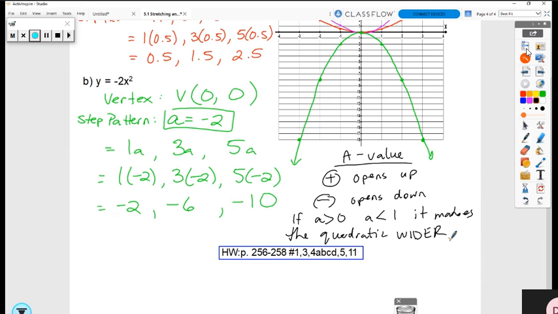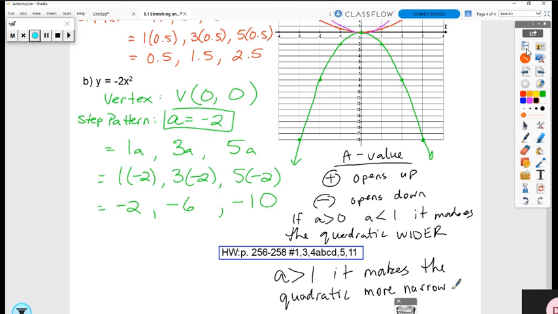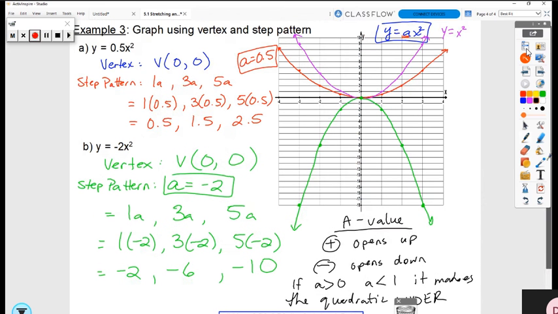Now, if A is greater than 1, any number like 2, 3, 4, 5, 6, it makes the quadratic more narrow. Okay. So I should keep that.